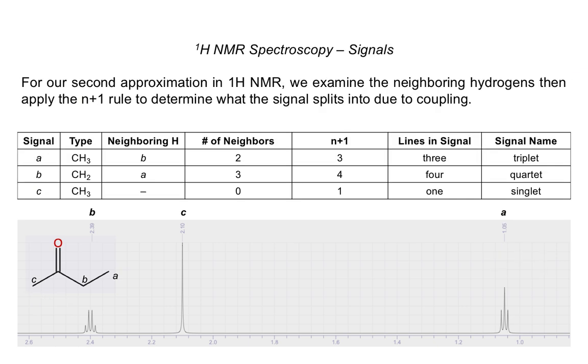And this table summarizes everything that we've learned. So you look at the signal, what type is it, what are the neighbors, how many neighbors are there, you apply the n+1, that gets you the number of lines, and then you just convert that into the word. So 3 lines is a triplet, 4 is a quartet, 1 is a singlet.